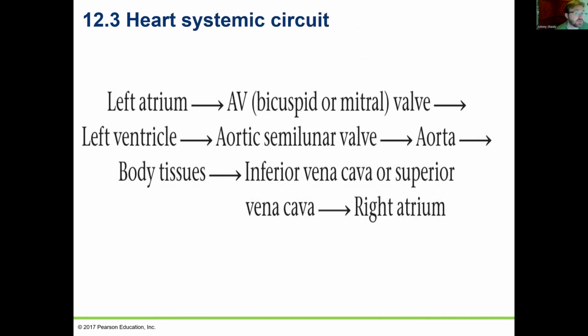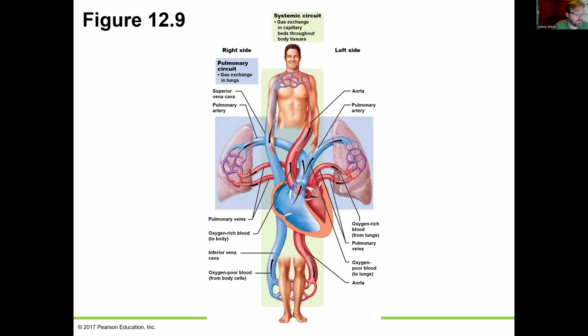So the flow map for the systemic circuit is going to be left atrium to AV bicuspid valve, left ventricle, aortic semilunar valve, aorta, body tissues, inferior vena cava or superior vena cava, and then it's going to be returned to the right atrium from there.